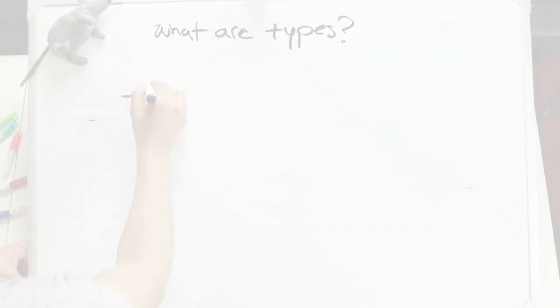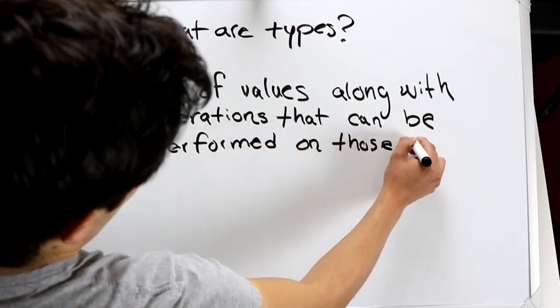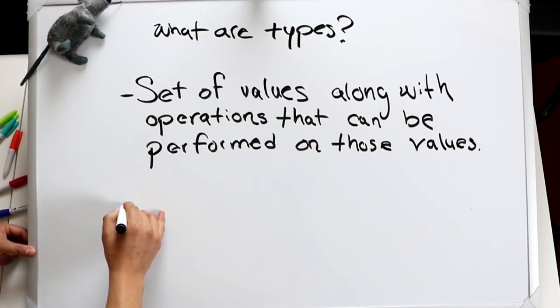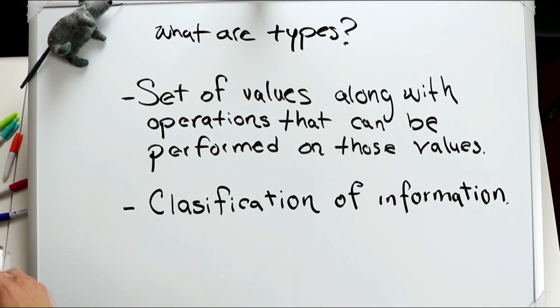Okay guys, in this chapter we're gonna make an overview of what is the JavaScript's type system. What are types? Well, types are a set of values along with operations that can be performed on those values. We can also say that it's a classification of information.